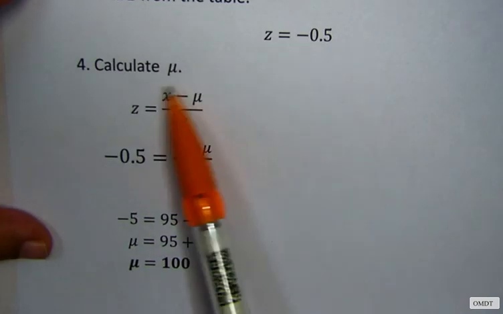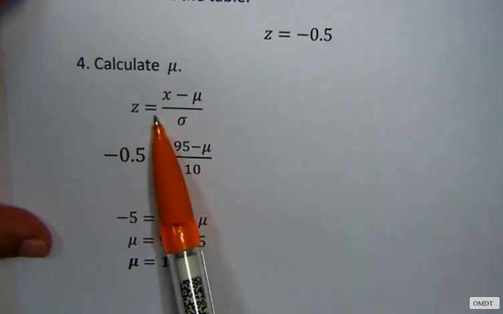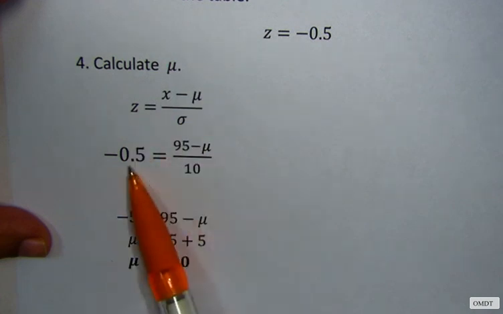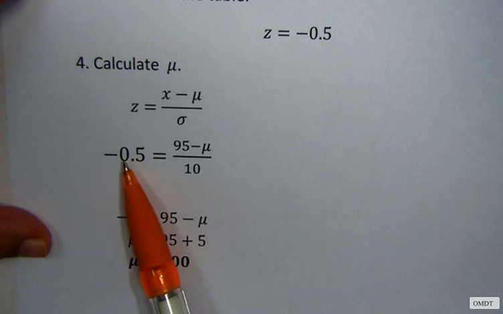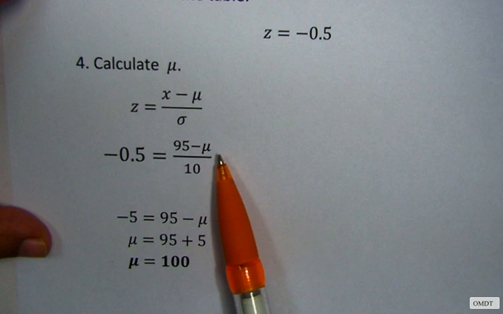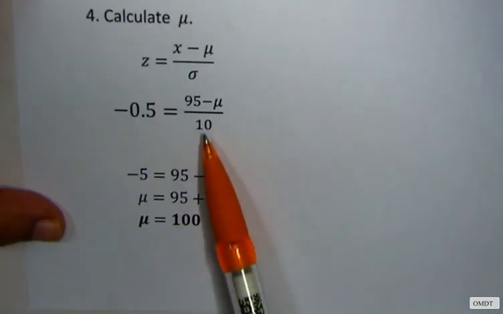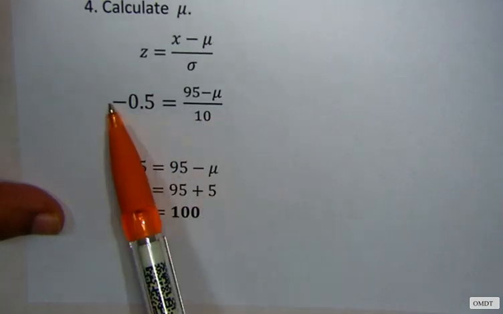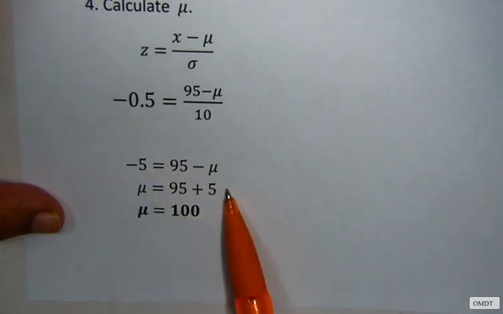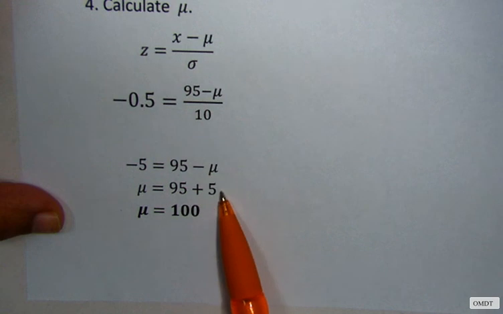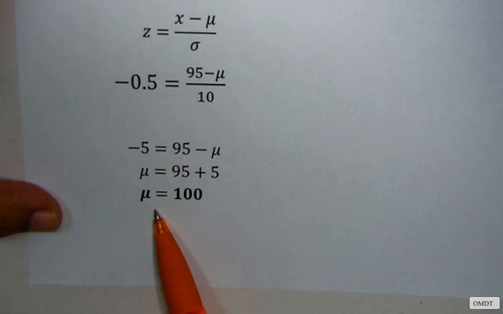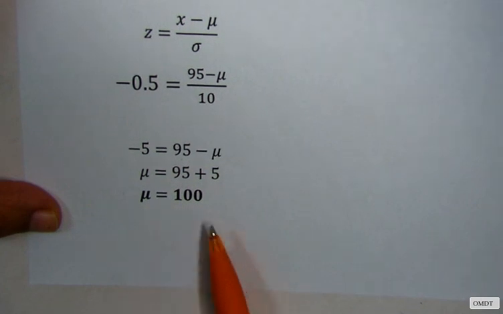Then we calculate the mean. We use our formula. Z is equal to X minus the mean over the standard deviation. We substitute our values. Our Z is minus 0.5, which is equal to X, which is 95, minus the mean, over 10. Then we make the mean the subject, so we multiply by 10 on the left hand side, and you get minus 5. Take the minus 5 to the right hand side, where it becomes positive, and take the mean to the left hand side, where it becomes positive. Simplifying, we get the mean is equal to 100.